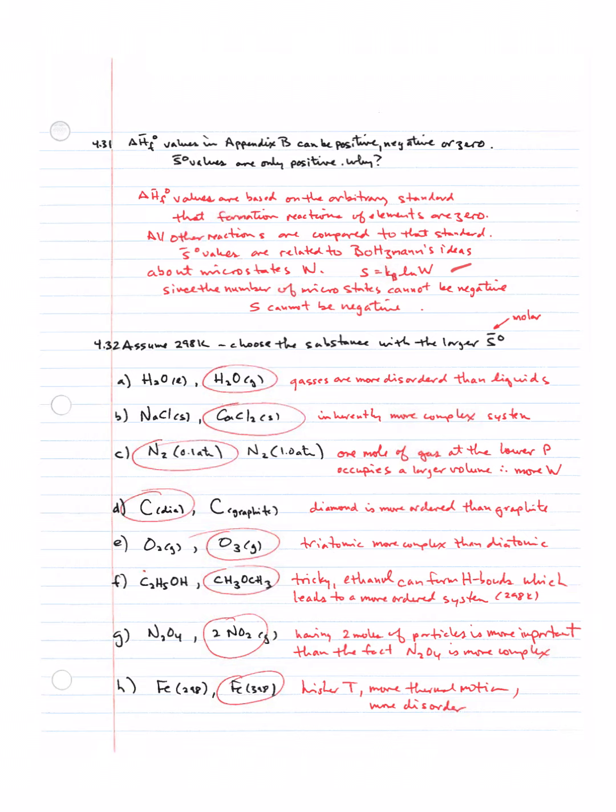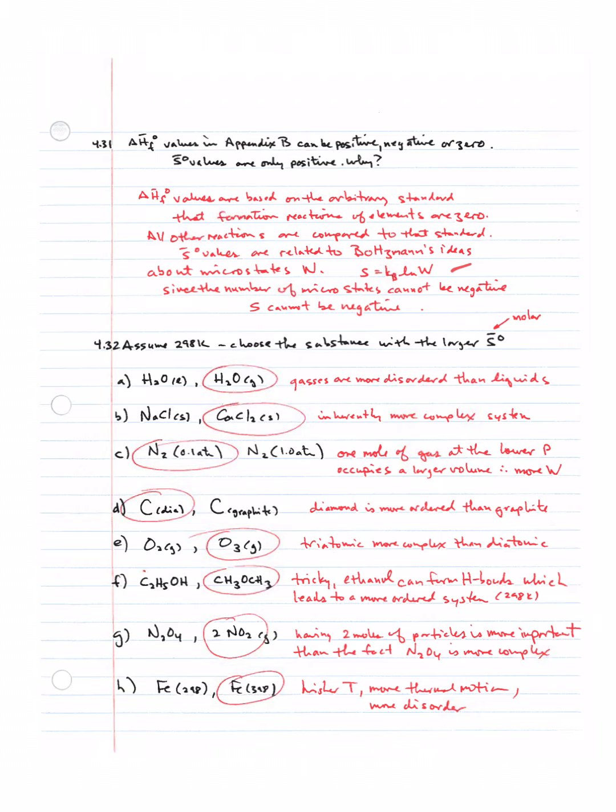Assuming you're at 298 for most of these, except the last one, choose the substance with the larger absolute molar entropy. Here we circle the H2O in the gas phase because gases are more disordered than liquids. I circled calcium chloride because it's inherently a more complex system. If I have 1 mole of each salt, the one with more atoms is inherently more complex. This one's a little tricky maybe. If you have a mole of nitrogen gas at 1/10 of an atmosphere versus nitrogen gas at 1 atmosphere, the 1 mole of gas at the lower pressure occupies a larger volume, and therefore you have more microstates.